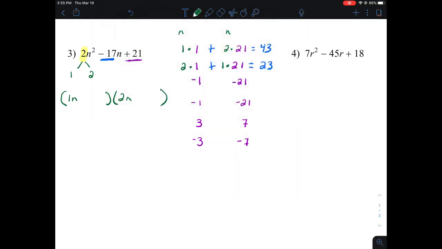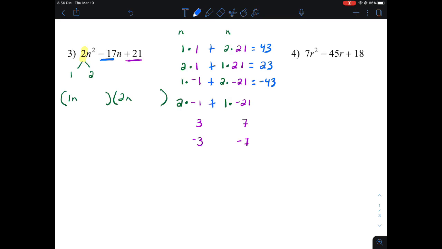I've got to multiply one of them by 1 and one of them by 2 and add together. I'm going to kind of do both of these at the same time. I'm going to kind of switch them around so I can see which ones will add together. All right, so negative 1 and positive 1 make negative 1. Negative 21 and 2 make negative 42. Add them together, make negative 43. That's not it. All right.